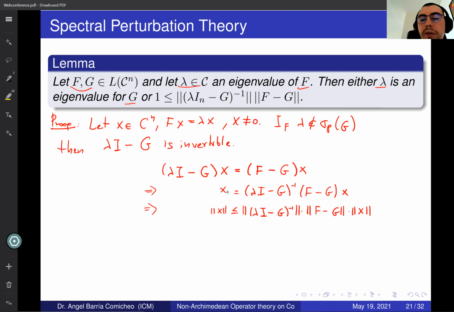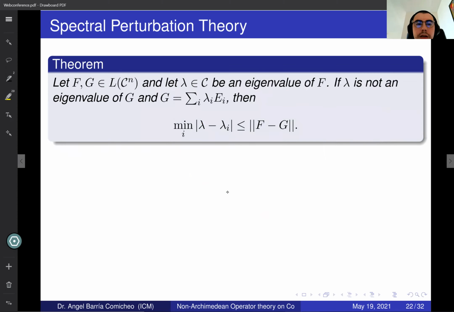Since the norm of X is different than 0, because X is not a 0 vector, you simplify on both sides and you get the inequality. Now, with these results, we're ready to prove one of the major key results that we have here in the non-Archimedean case, when we compute the eigenvalue and we see the perturbation of the operator and the corresponding perturbation of the eigenvalue.